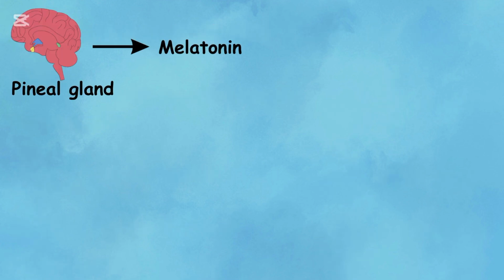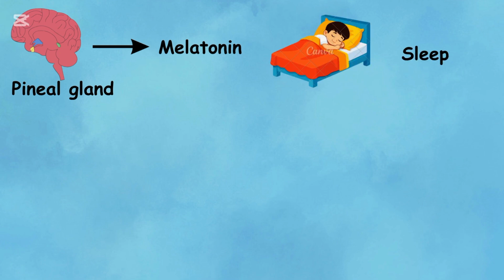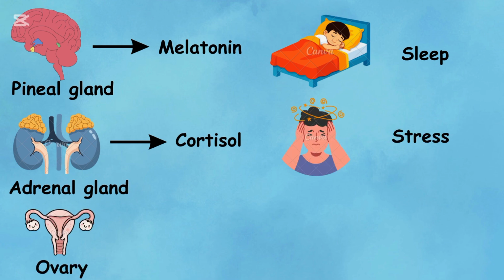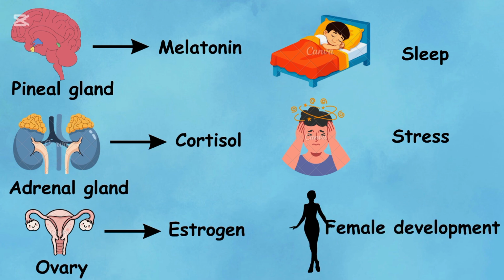And the pineal gland secretes melatonin, which regulates sleep. Adrenal gland secretes cortisol, which regulates stress. And the ovary secretes estrogen, which controls the female development.